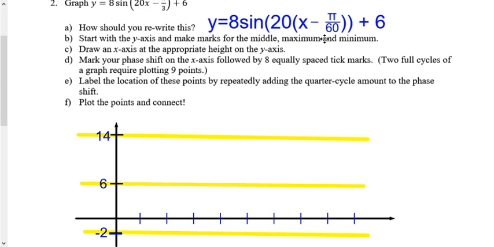Our phase shift is where we move. We've moved our graph with a minus pi over 60 on the inside. So we've moved our graph pi over 60 to the right. So this first mark right here will be at pi over 60.